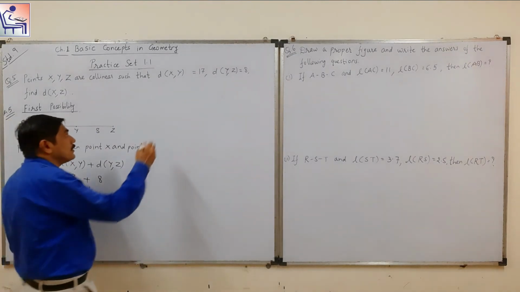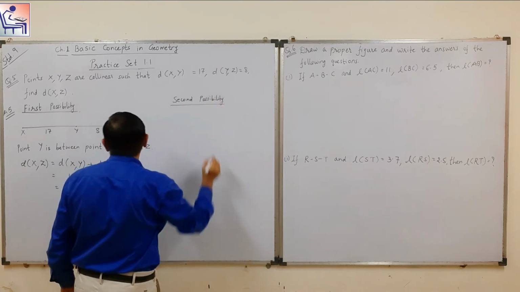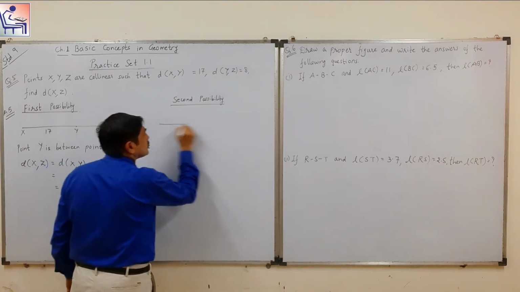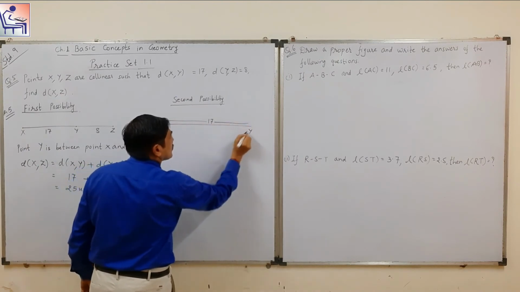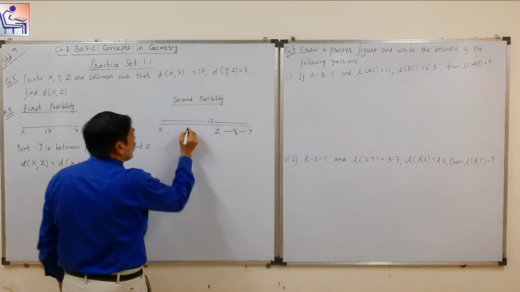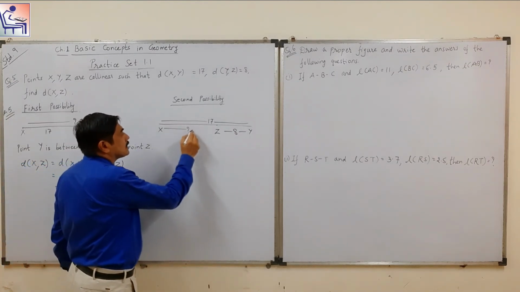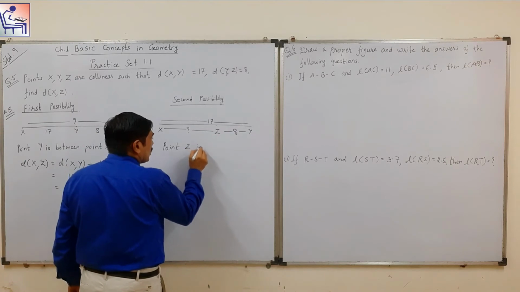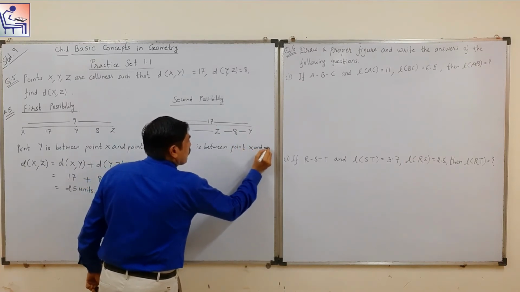Now for the second possibility, here we will assume that point Z lies between point X and Y. So here we will assume X and Y. So this is your 17 units, and now we know that YZ is 8 units. So here we have to find out XZ. So distance XZ, what we are assuming here, point Z is between point X and point Y.